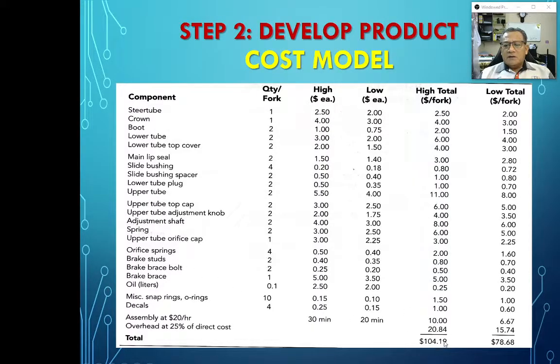So the fork of a high spec will cost the bike about 104.19 US dollars per high spec fork, and the lower spec fork will cost around 78.68 US dollars for the low spec fork of the bicycle or the proposed bicycle. So as such, you have the upper limit, and here you have the lower limit in order to come up with the first design of the prototype.